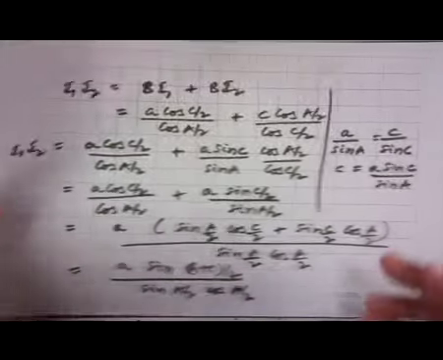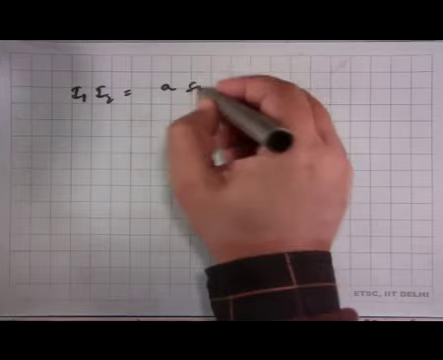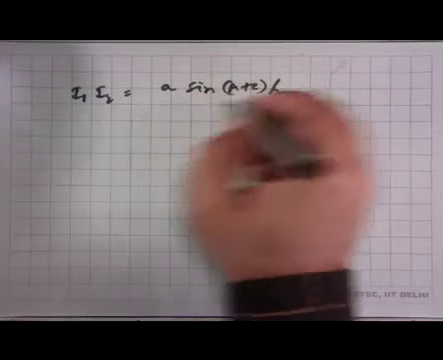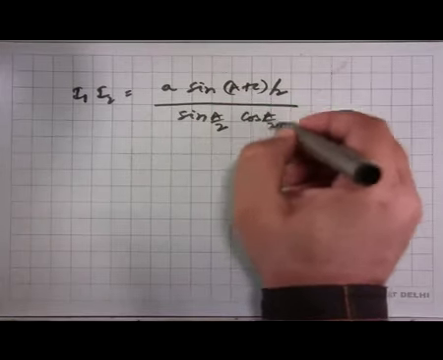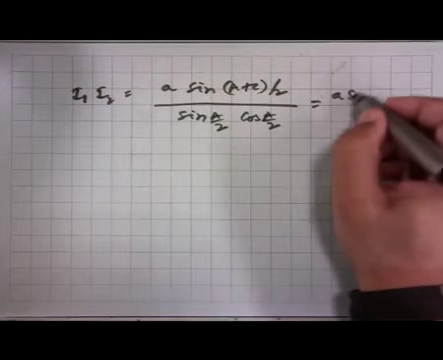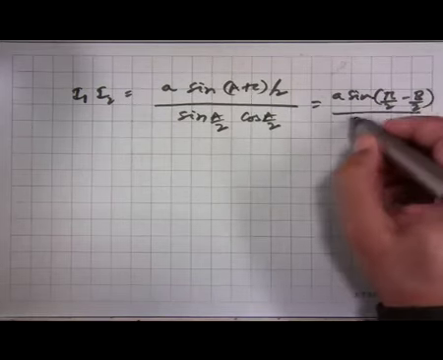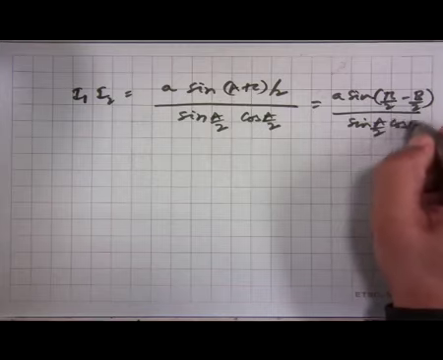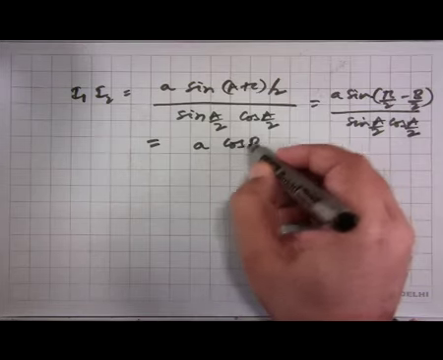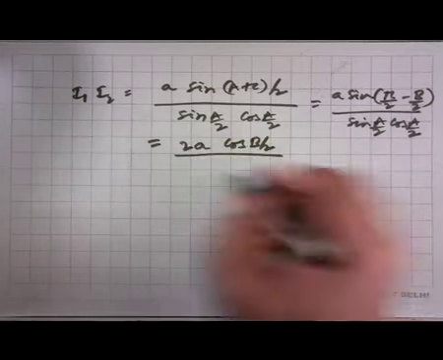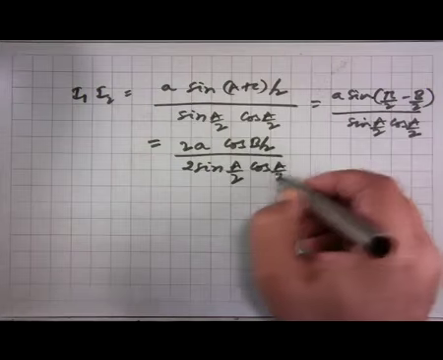So, taking it over to the next slide, we have I1I2 equal to a into sin((A+C)/2) over sin(A/2) cos(A/2), but this is equal to a into sin(pi/2 minus B/2), which is equal to a cos(B/2) over sin(A/2) cos(A/2). So we multiply the numerator and the denominator by 2, and the denominator becomes 2 sin(A/2) cos(A/2), but this is sin A.